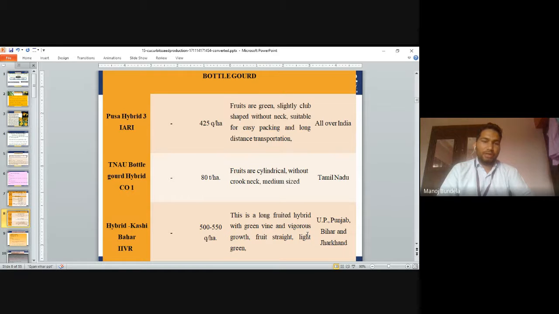Hybrid Kashi Bahar is developed by IIVR. The yield is 500 to 550 quintal per hectare. This is a long-fruited hybrid with green vine and vigorous growth. Fruits are straight and light green. It is mainly grown in UP, Punjab, Bihar and Jharkhand.